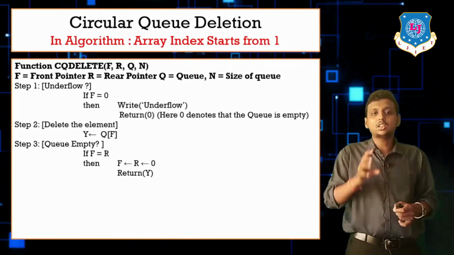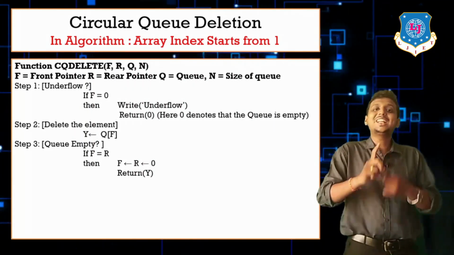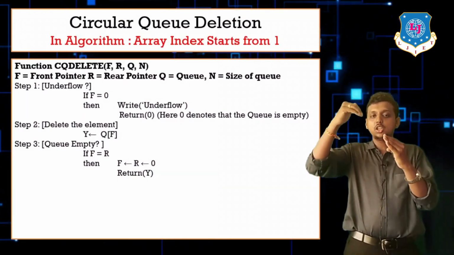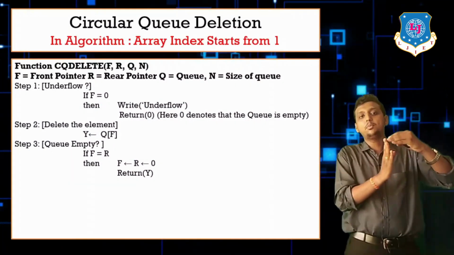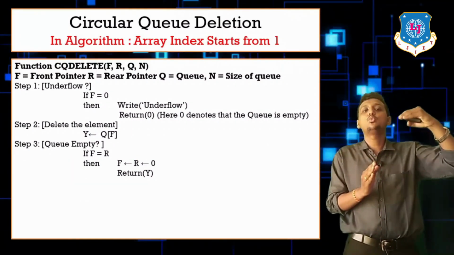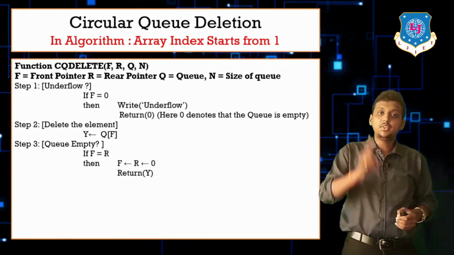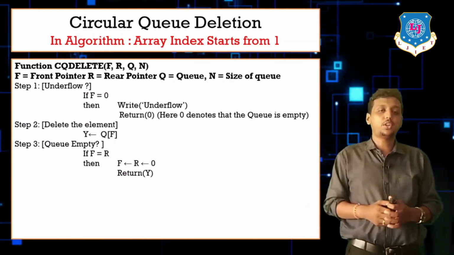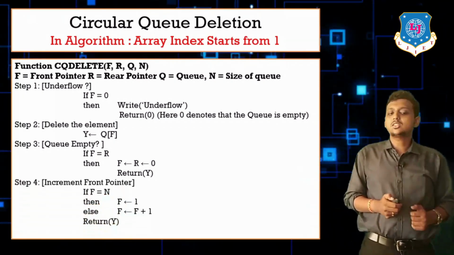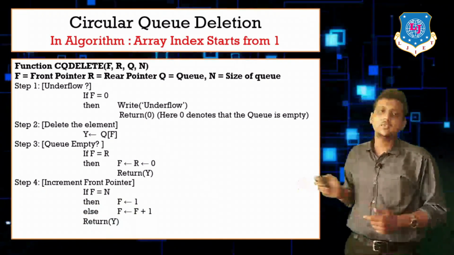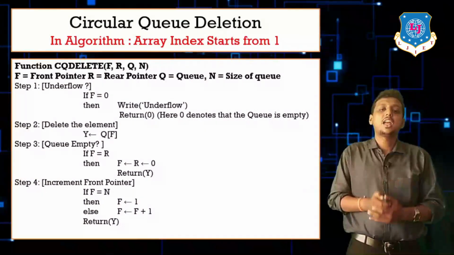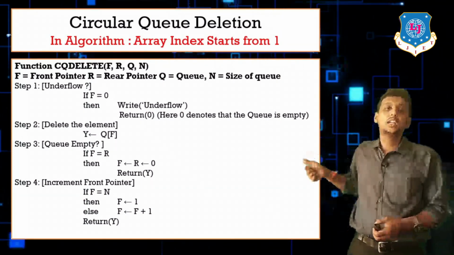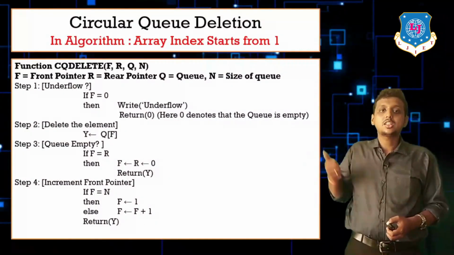So what's the change in the circular Q? Only one step, the increment of the front pointer. If the front pointer is at the nth position, then you should move from n to 1. If it is not at n, then you just need to increment your front pointer. So here is the last logic: if F is equal to n, then write F arrow 1, else F is equal to F plus 1, and return Y. Do not forget to write return Y in 2 different steps.